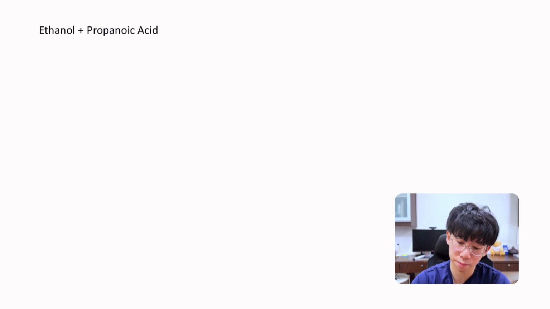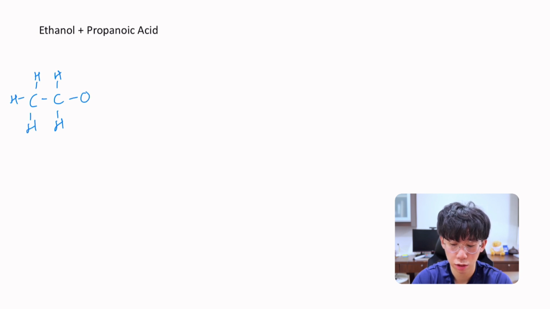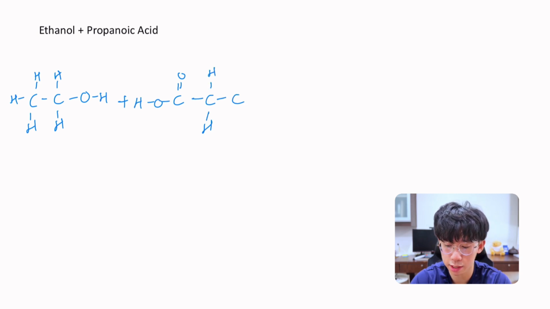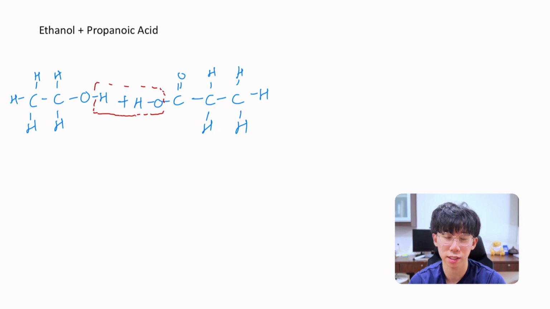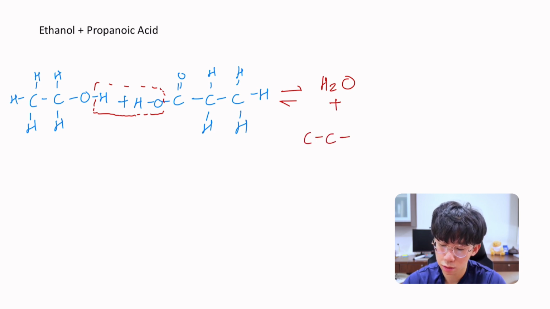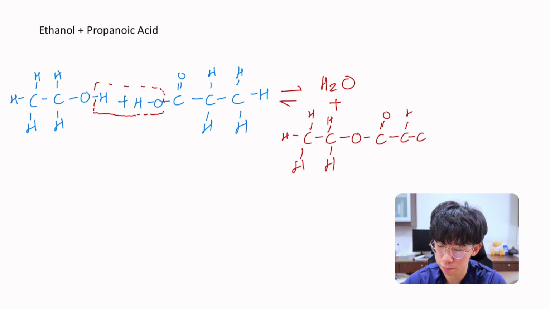Ethanol plus propanoic acid. So again, it would be preferred if you point the OH to the COOH group of the propanoic acid. When you do this, you can do the boxing up now. The H from the alcohol is going to be boxed up with the OH from the carboxylic acid group. Remember, this is a reversible arrow. H2O comes out as a byproduct, and you combine the rest. Everything else will stay the same.